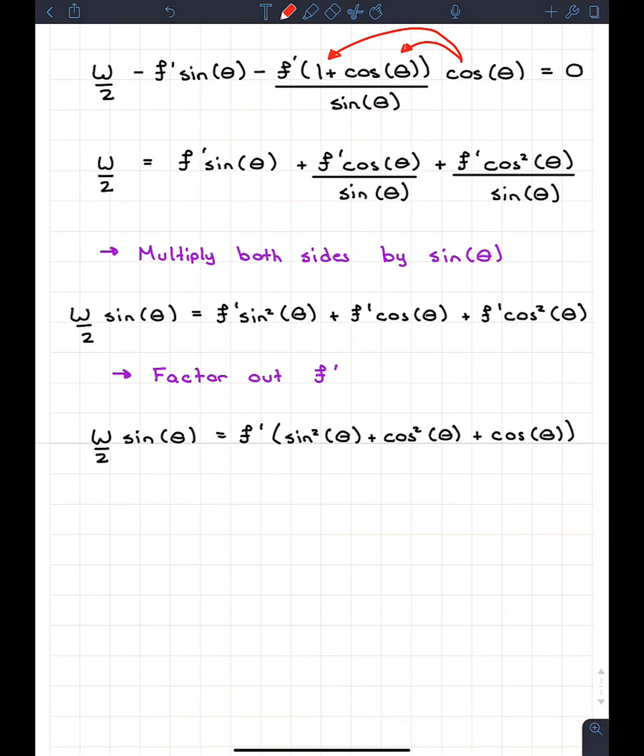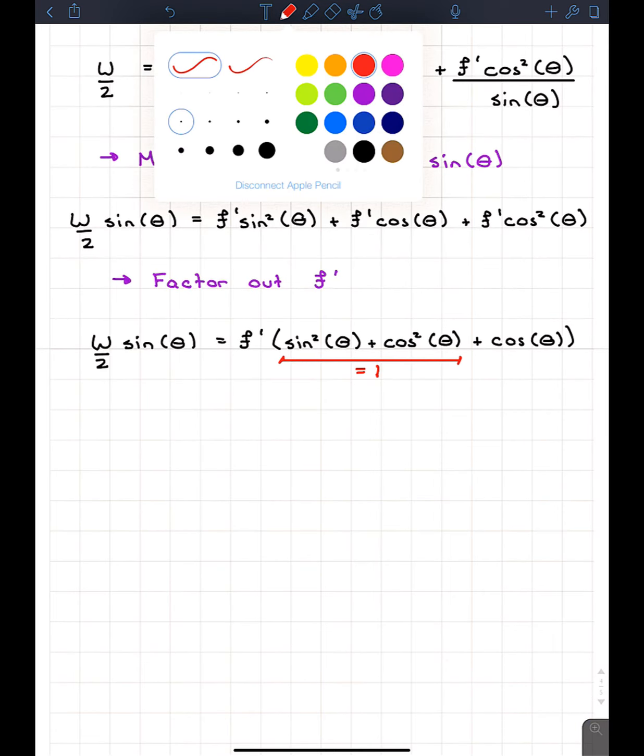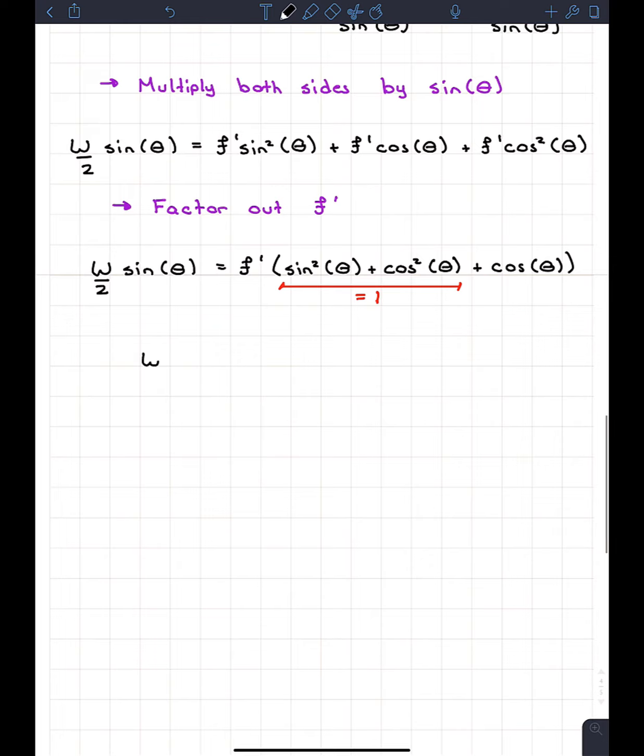So I just factored all this out. And what you guys will see, looking at here, is we all know that sine squared of theta plus cosine squared of theta is just going to be equal to 1. So from this equation now, we're going to have w over 2 times sine of theta is going to be equal to f prime, and then in brackets we're going to have 1 plus cosine of theta. So this looks a lot better now. So you see how things get really messy, but they always kind of work out at the end.